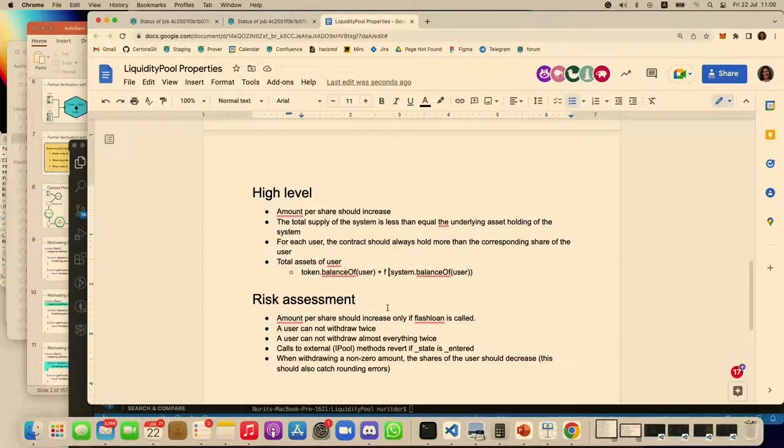In our case, the F will just be shares to amount, right? Shares to amount.